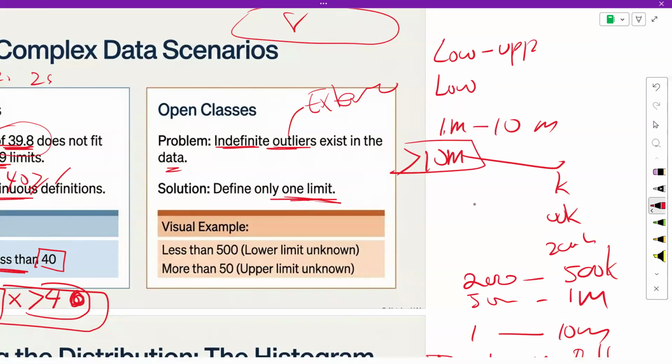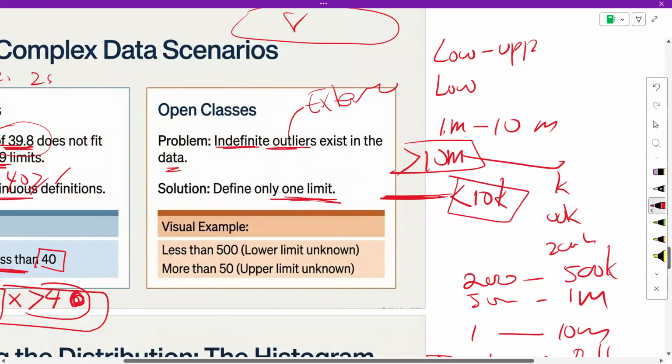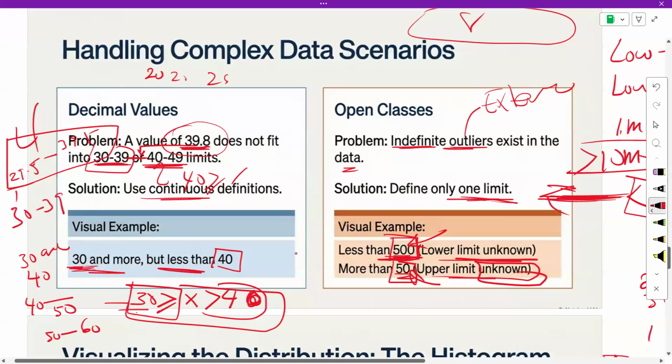Not only this, sometimes we may put below 10,000 rupees. So it has an upper boundary, a maximum value for that class, but it may include all observations below 10,000. So it is also an open class. For example, less than 500 means its lower limit is unknown, so it includes any value. We know only the upper boundary. And more than 50, we know the lowest value, so the upper limit is unknown. In this way, we can make classes.